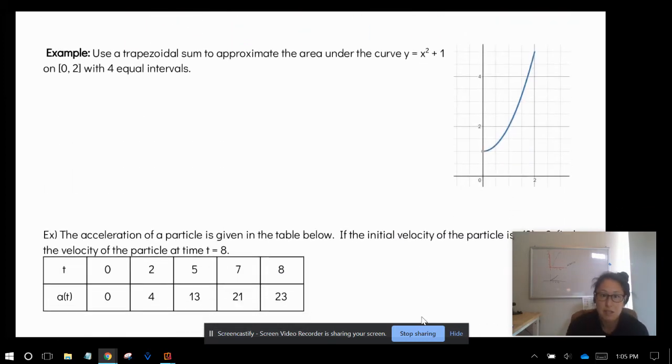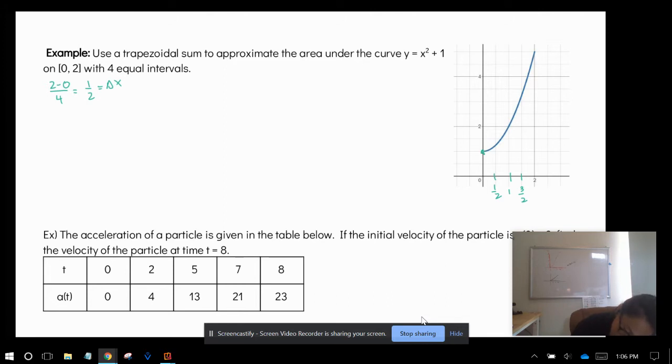Fun times. Okay, so we're going to use the same curve as we had before, but we're going to use trapezoids to solve. So I am going to build trapezoids for 4 equal partitions. So 2 minus 0 over 4. Okay, 2 minus 0 over 4 is 1/2, sorry, that's going to give us our delta x. So I have 0, 1/2, 1, 3/2, and 2.